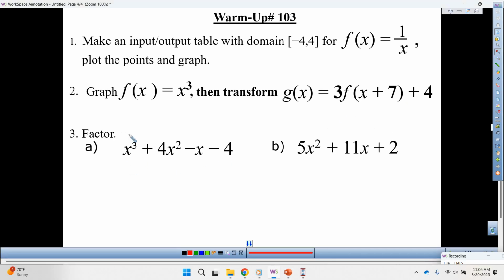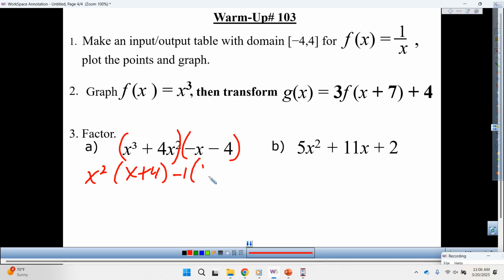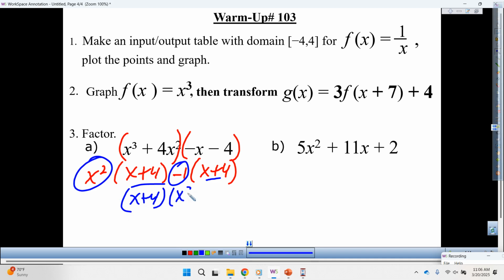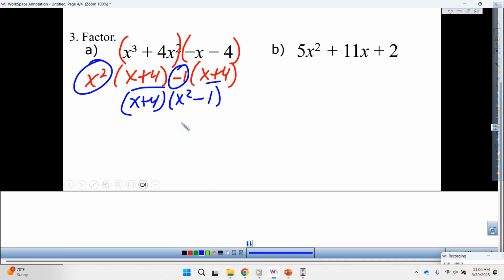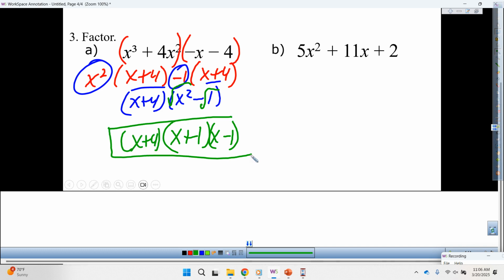Factor. Is there a GCF? No. Group by 2's. GCF here is x squared. We're left with x plus 4. GCF here is -1. We're left with x plus 4. What's the same here and here? X plus 4. And we're left with x squared minus 1. But wait a minute. What is x squared minus 1? Oh, square root of the first, square root of the last, 1 positive, 1 negative, and bring down the x plus 4. I left you guys some of that on that homework 2 days ago.